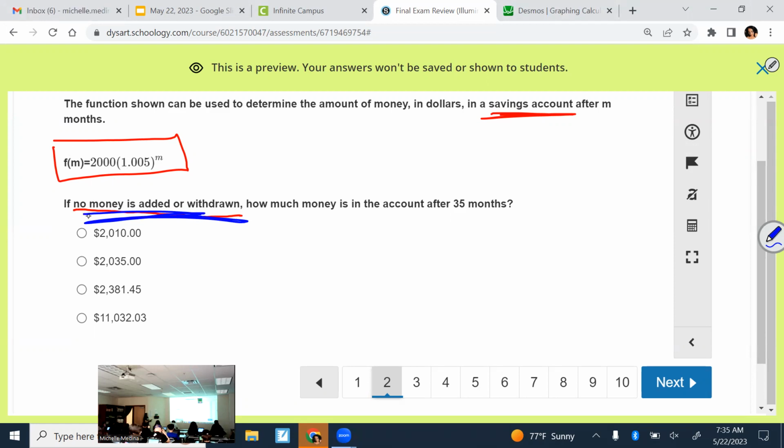So don't get tripped up on, but there's no money added or withdrawn, right? None of these stay at 2,000. So it's obviously going to be growing. And really, this is in function notation. What did it tell you that m represents? Months. So if it says how much money is in the account after 35 months, what do I do with that 35?